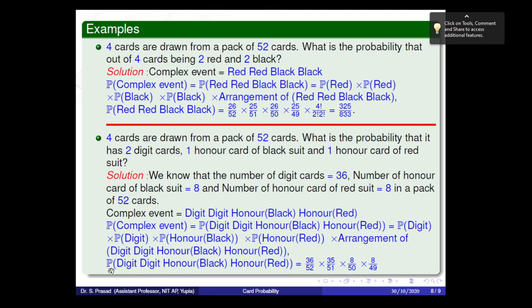Into the arrangement of this, we can treat it as four words: digit, digit, honor black, honor red. So we write 4 factorial, and digit cards are repeated, so we divide by 2 factorial, and after calculation we get the result 11527735.